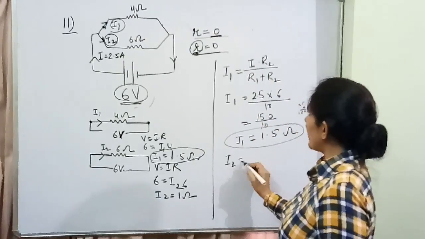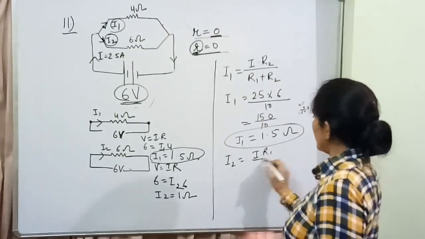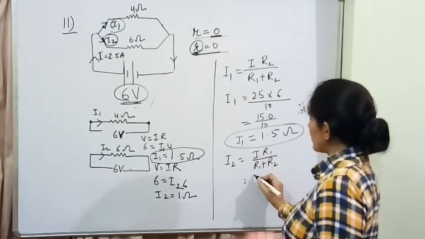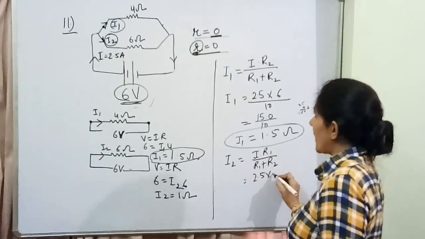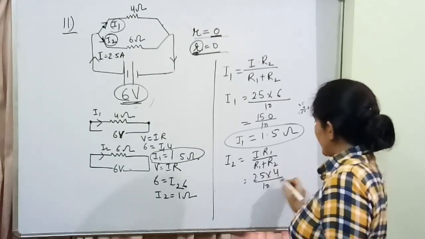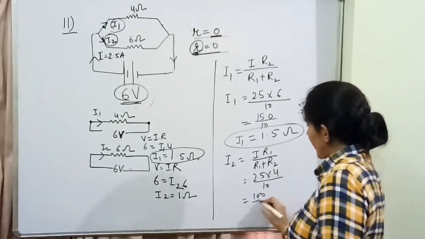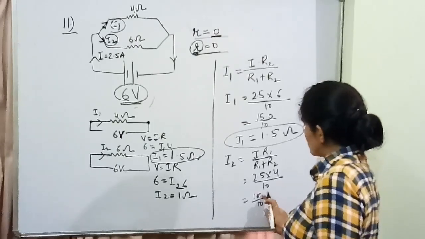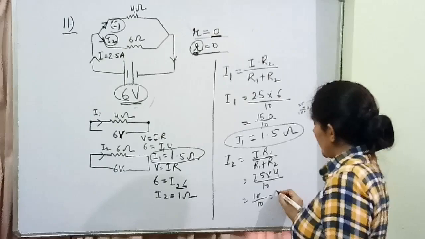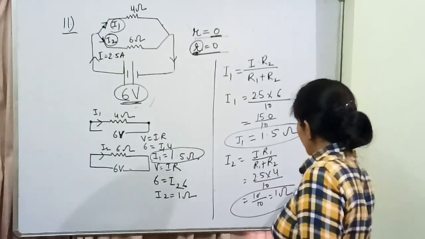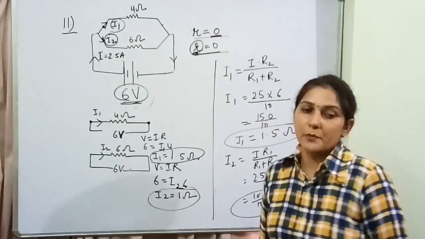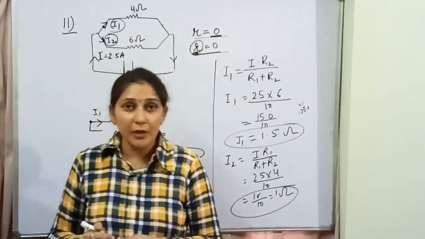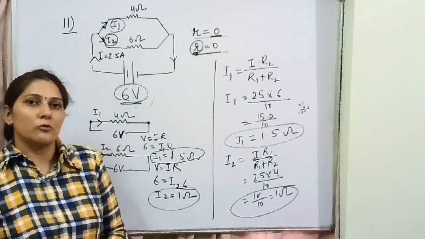For I2, in a similar way you can find out, this is I into R1 divided by R1 plus R2. From here, total I is 2.5 into R1, which is 4, divided by 10. So this will be 10 divided by 10. Sorry, this is 2.5, not 25. That will be 1 ohm. So similarly, 1 ohm from here and 1 ohm from here. Whatever method you remember at that time, whatever method you feel comfortable to apply, you can apply over here.